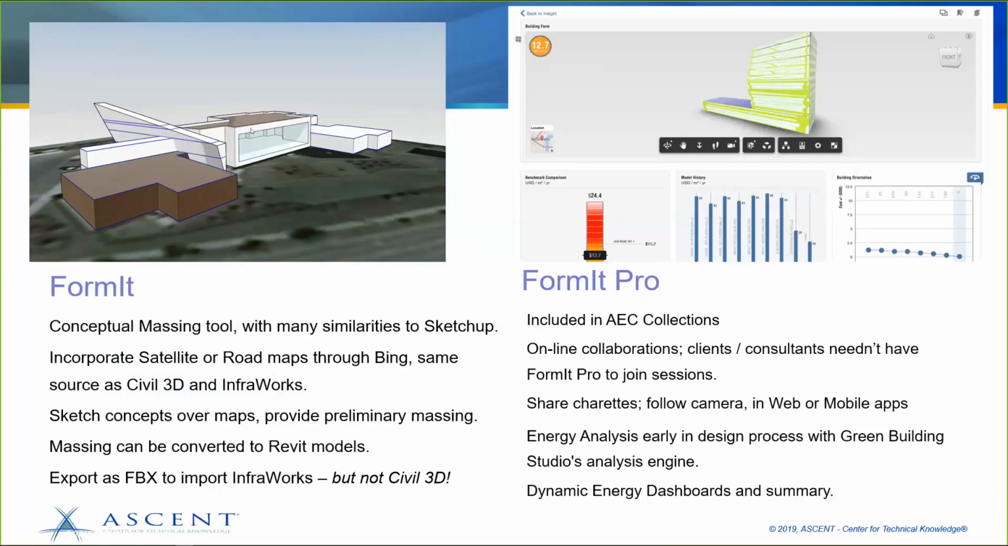And then we have the Format Pro program, which is part of the AEC Collections. And what we can do with the Format Pro is we can do some energy analysis, which uses the Green Building Studios, which is nice because that is the same engine that Revit uses. So when we do a more detailed energy analysis in Revit, we're using the same data sources, the same engine. With the Format Pro, we can also share some charrettes, which means online viewers can actually follow my camera as it goes around Format Pro for online collaboration.